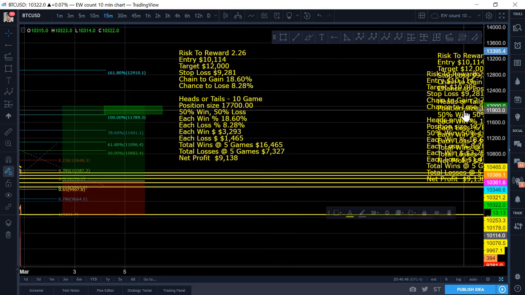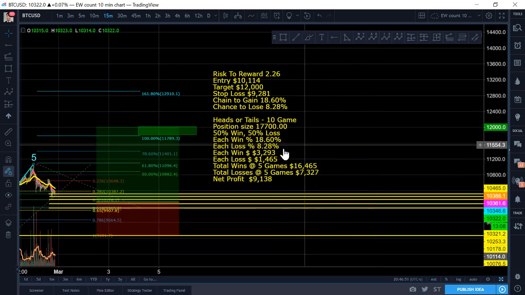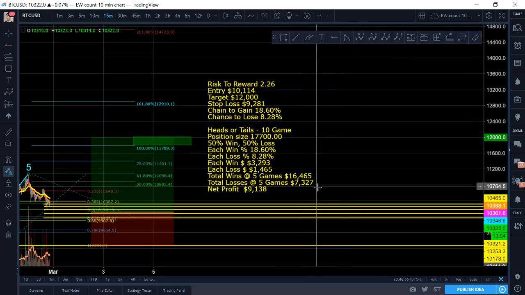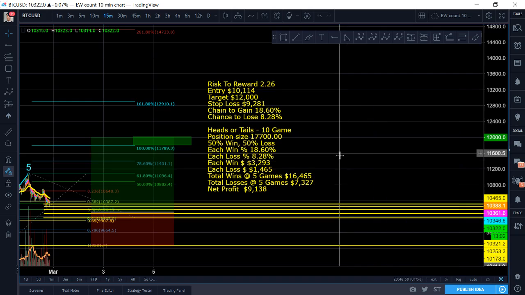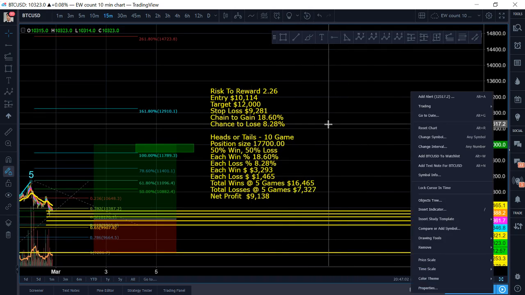Wow, it moved all the way here. Do you guys see this over here? Cool, right? You'd be winning a total of 16,465. And now your total losses at 5 games would be $7,327, right? So your net profit is simply your total wins minus your total losses.